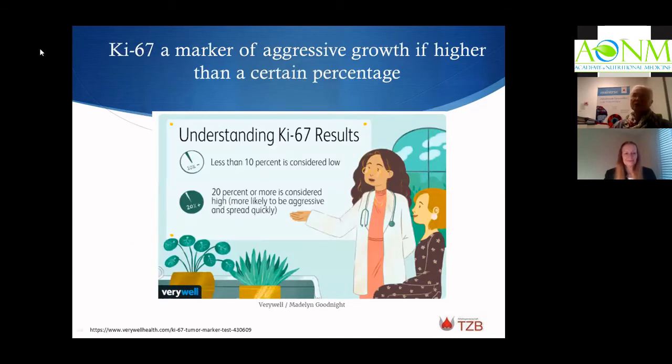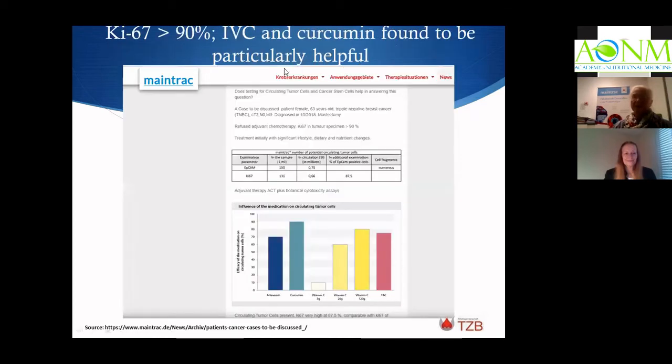I was asked also to talk about Ki67, which tells us if the cells express Ki67, they are in aggressive growth if the Ki67 is higher than 30%. And we again could show that in this case with a high Ki67 expression, vitamin C was very effective.